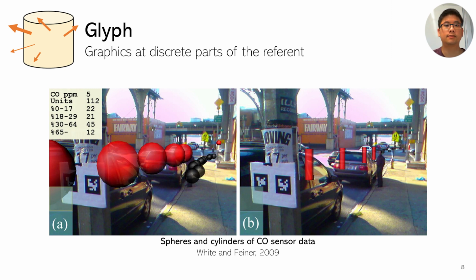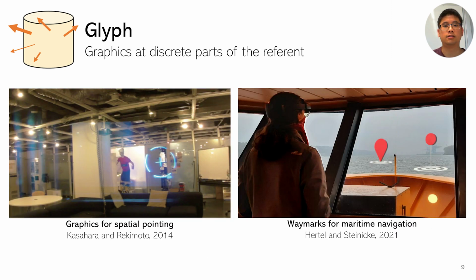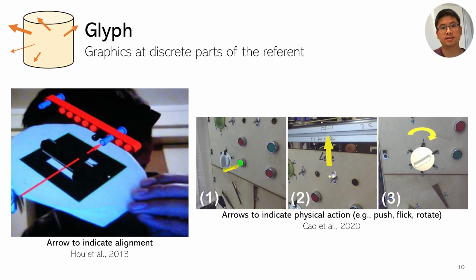The very classical AR use case of glyphs is to guide the user's attention, whether it be to locate a particular object or to show navigational waymarks. Alternatively, glyphs can provide further visual cues as instructions to perform some physical task, such as to indicate how an object needs to be aligned for insertion, or to show which switches to push, flick, rotate, etc.